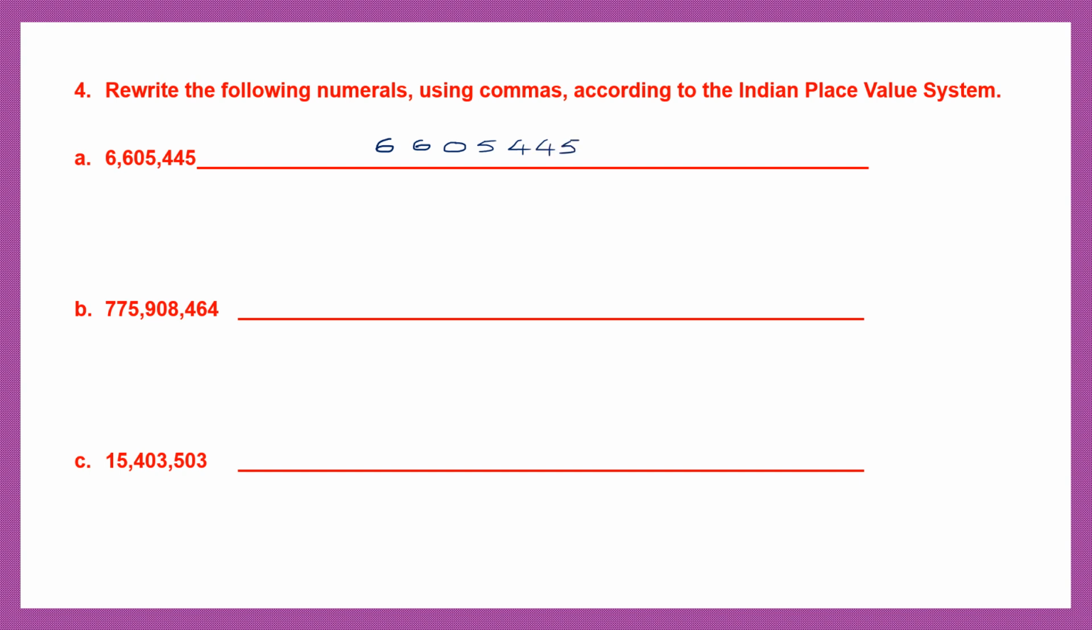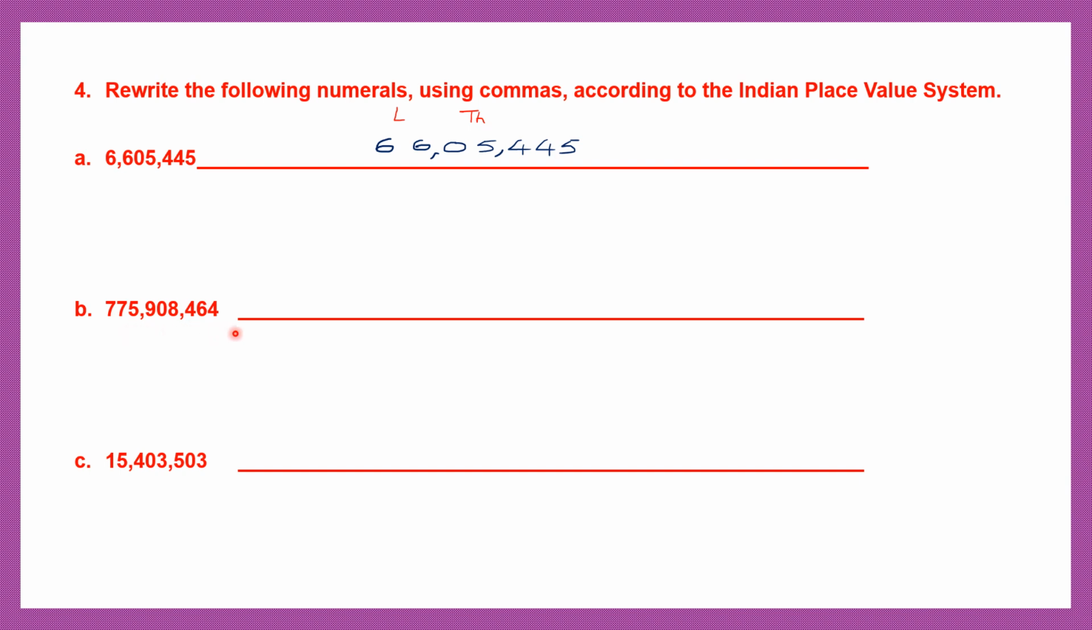605,445. So now we're going to place commas according to the Indian system. So 1, 2, 3, comma, then 1, 2, comma. So we have a comma here and a comma here. So when we read this, what does this become? 6,05,445. Again, this is in the international system because after every 3 digits you have a comma.